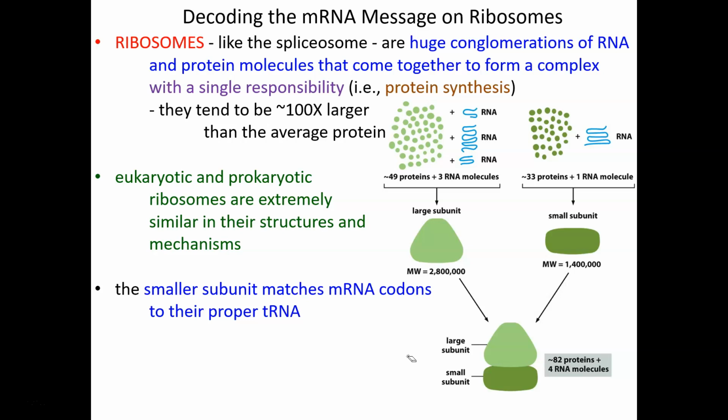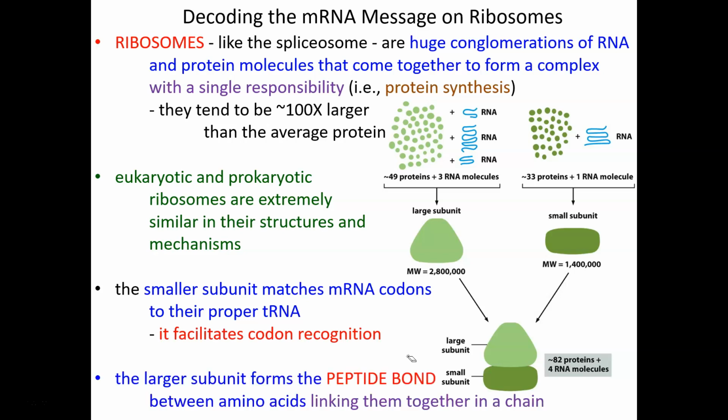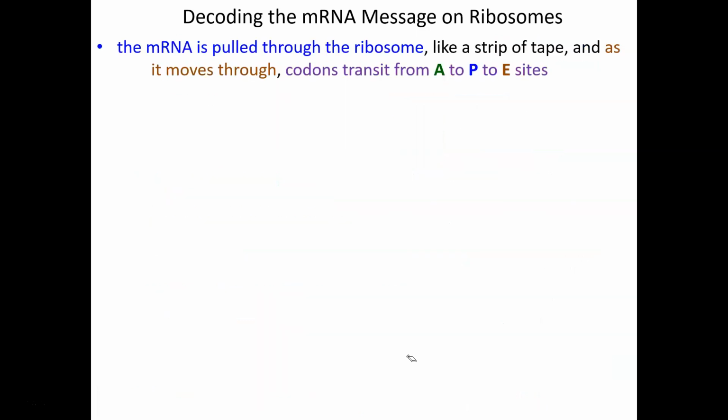This starts with the small subunit of the ribosome. The small subunit of the ribosome matches the mRNA codons with their proper tRNA. The small subunit facilitates codon recognition, and the larger subunit guides those tRNAs into the right place so that the amino acids they carry can be linked together into a peptide chain. Each amino acid is linked together using a peptide bond.